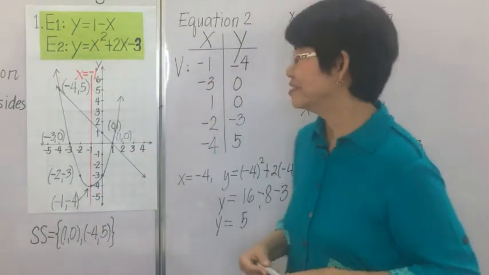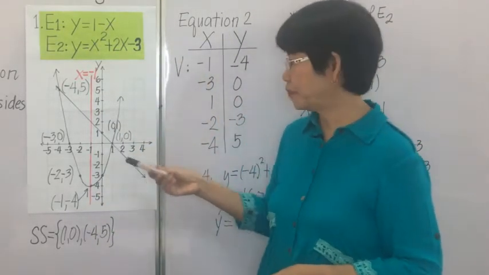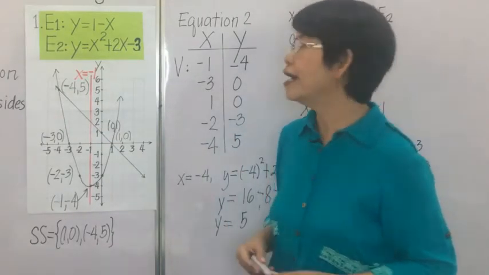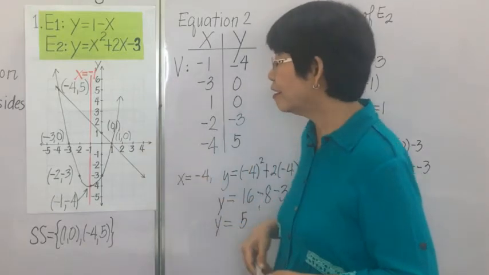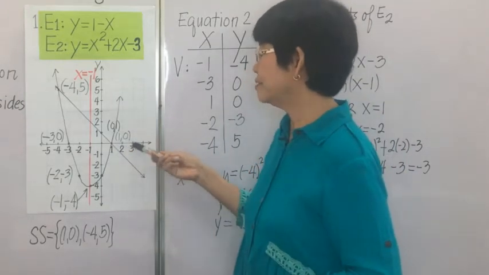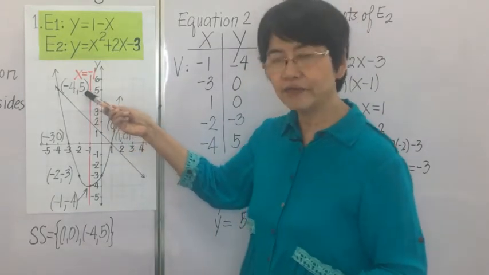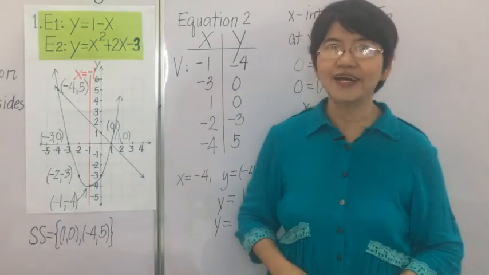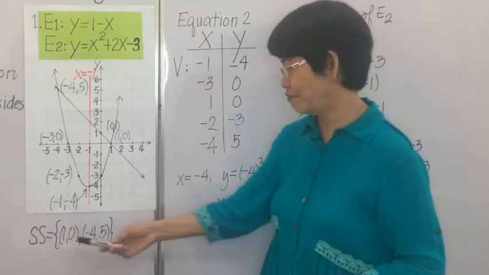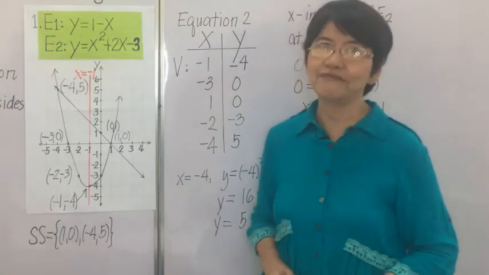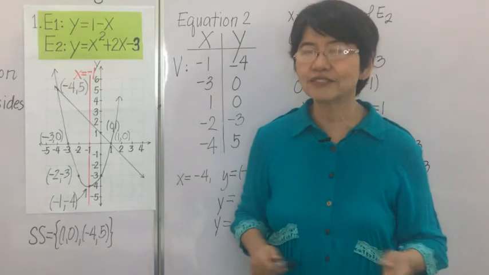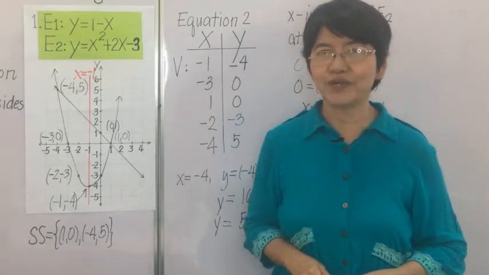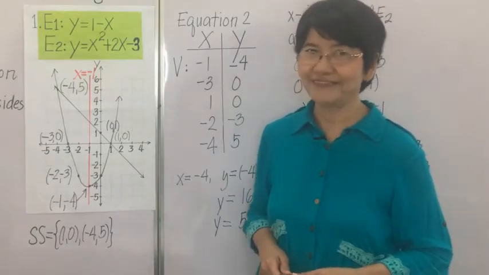Okay, so we see that the points of intersection between the graph of the parabola and the graph of the line are as follows: (1, 0) and (negative 4, 5), which corresponds to the solution set in our algebraic solution. We have (1, 0) and (negative 4, 5). So we have just solved the system of linear and quadratic equations graphically.